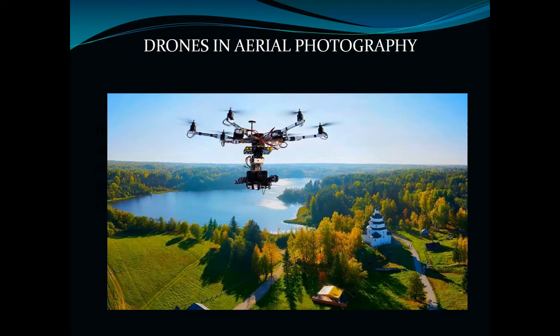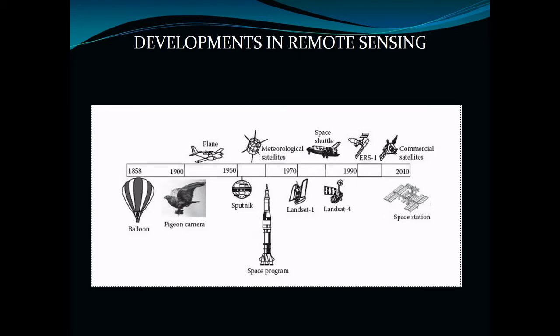If you look into the development of remote sensing, in fact, the technique started in 1858 when the first aerial photograph was taken using a balloon. In 1900, aerial survey photographs were taken by pigeon camera. After the invention of flight, particularly during the Second World War time, aeroplanes were utilized for aerial survey to capture the enemy's land and their movement.